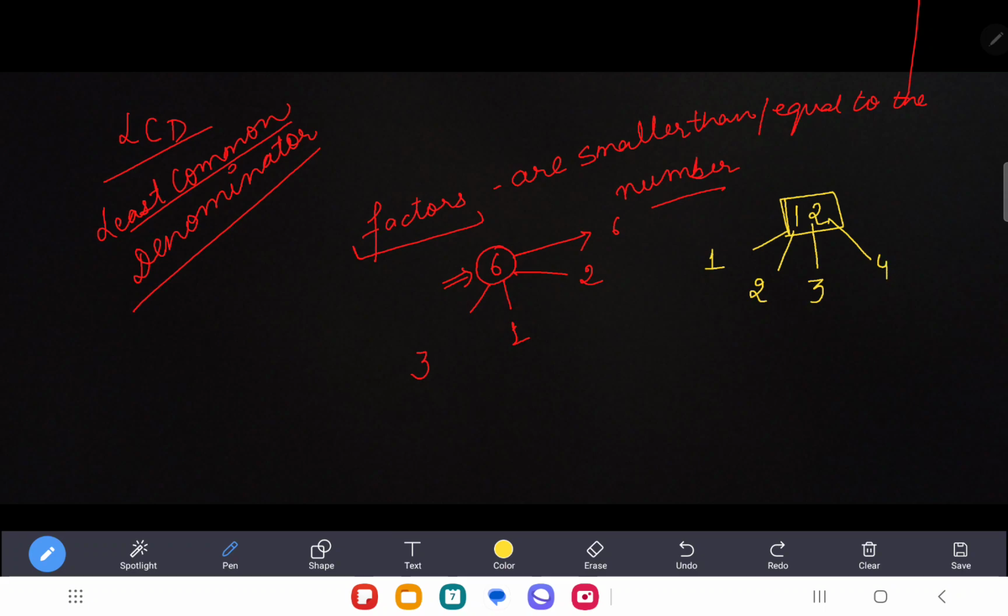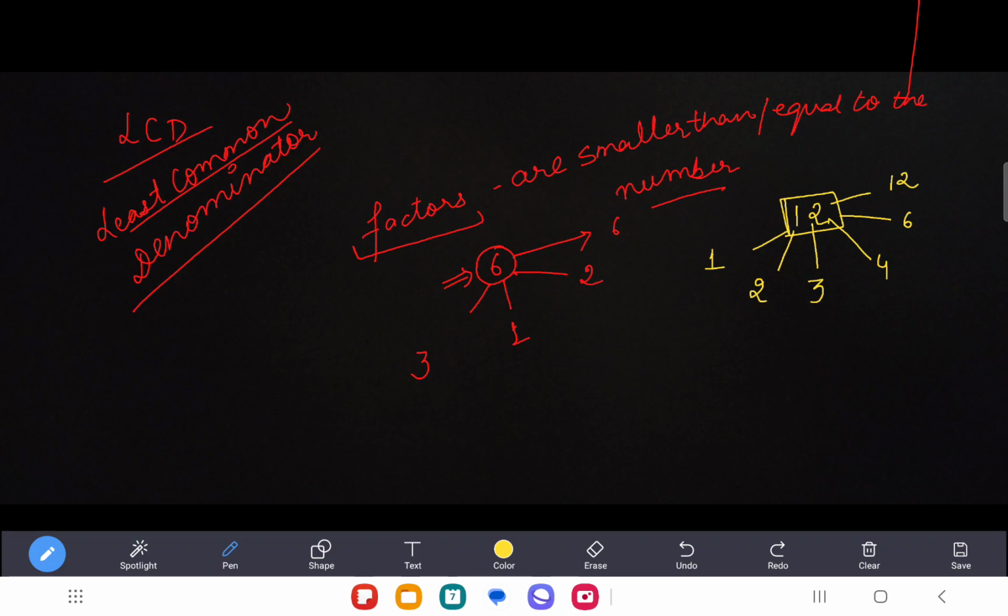You understand? 6 times 2 is 12, so 6 comes in the table of 2. You understand? And similarly, 12 times 1, so 12 comes in the table of 12. Any doubts in this?